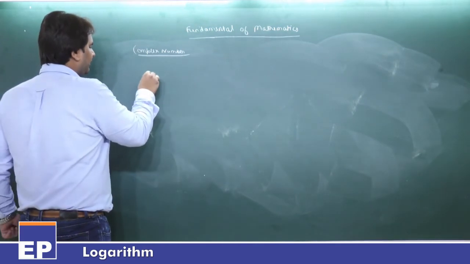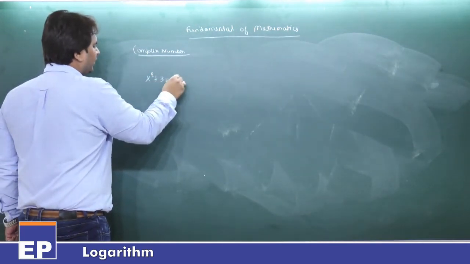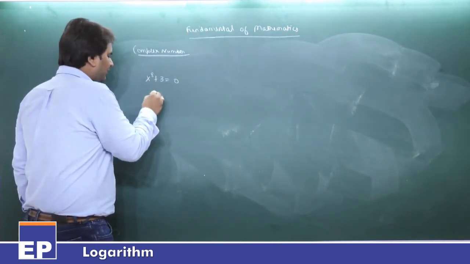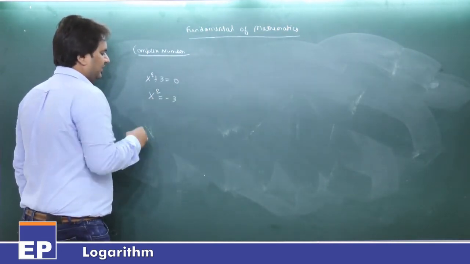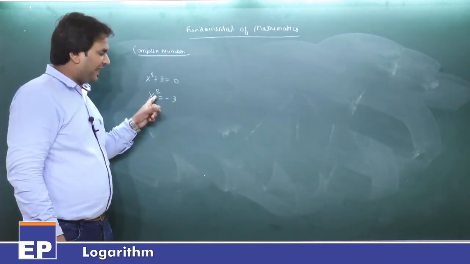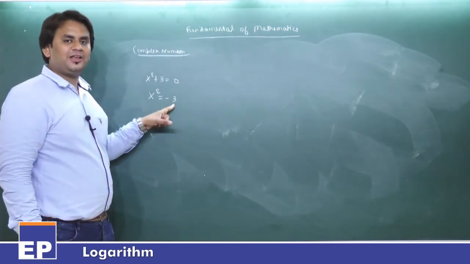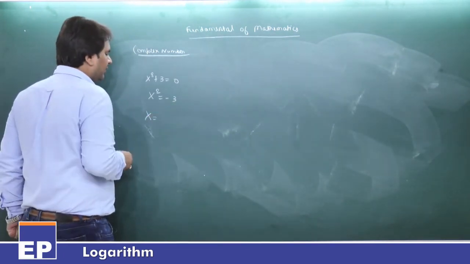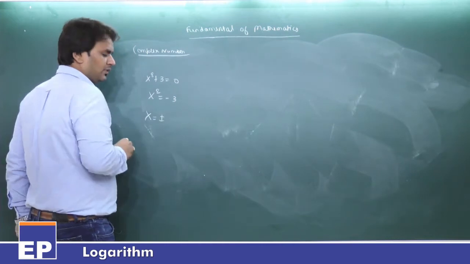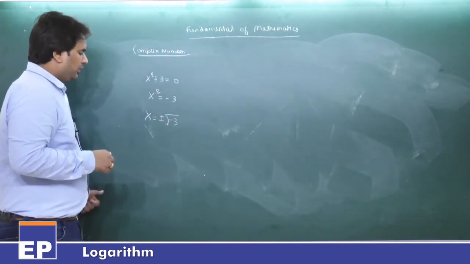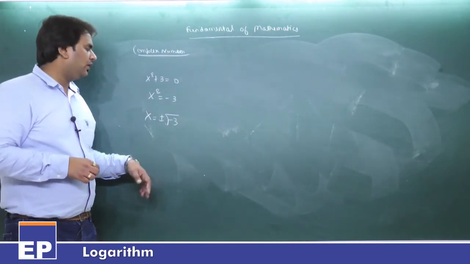I have taken this example: x square plus 3 is equal to 0. That means x square is equal to minus 3. Here the same case arises: the square of some quantity is equal to a negative quantity, which is not possible for real numbers. If you find the value of x, it will be x equal to plus minus under root of minus 3. You can't plot under root of minus 3 on the number line.